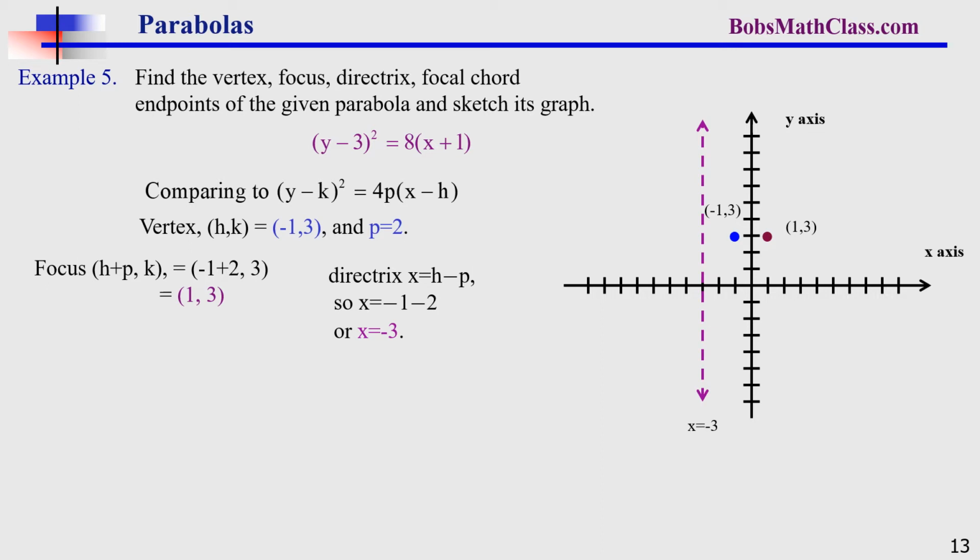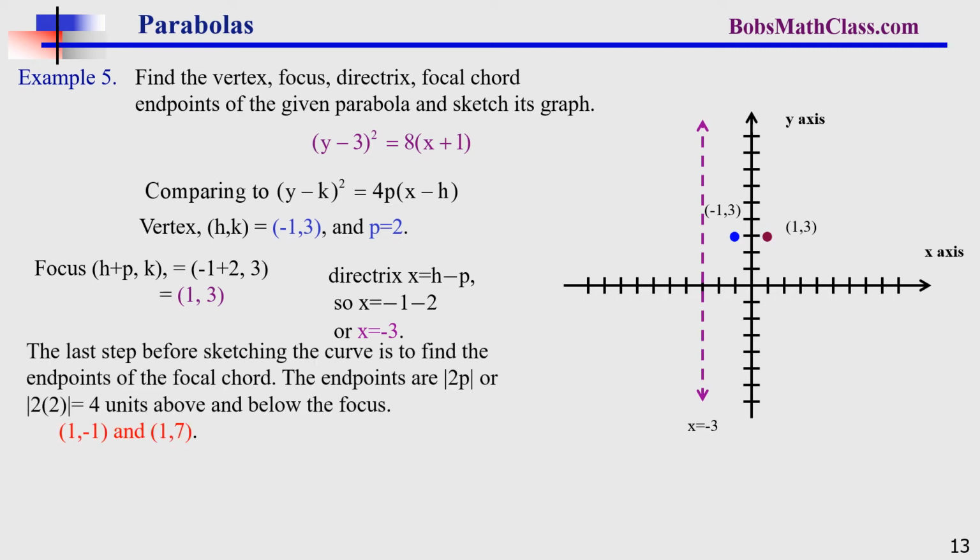Okay, almost there. Now we need to do the endpoints, the focal chord endpoints, primary focal chord, I should say. It's 2 times p, which is 4, because p is 2. So 2 times 2 is 4. So we're going to go 4 up and 4 down, 4 units above and below the focus. So that'll give us the points positive 1, 7, and positive 1, negative 1. And now we could sketch our parabola.